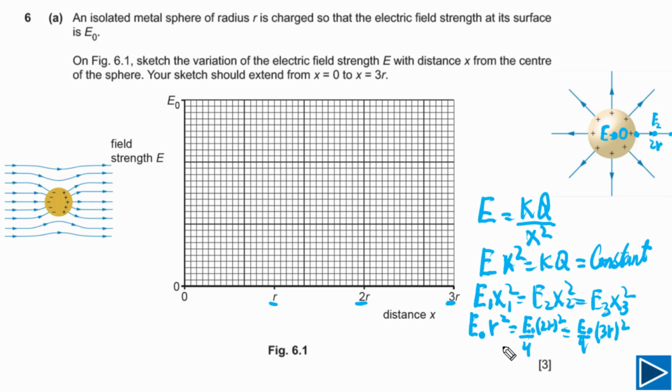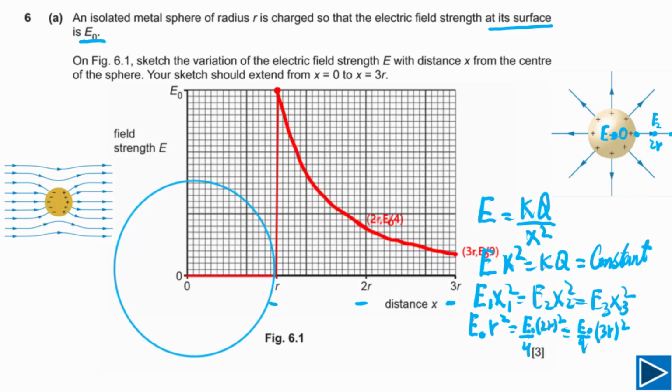Now we have found the value of electric field at the surface, that is E naught. This is already given to us: the electric field at the surface, meaning at a distance of r, is equal to E naught. That's the reason we have written E naught. If the distance from the center of the sphere is double, the electric field is 1/4, and if the distance is triple, the electric field is equal to E naught by 9.